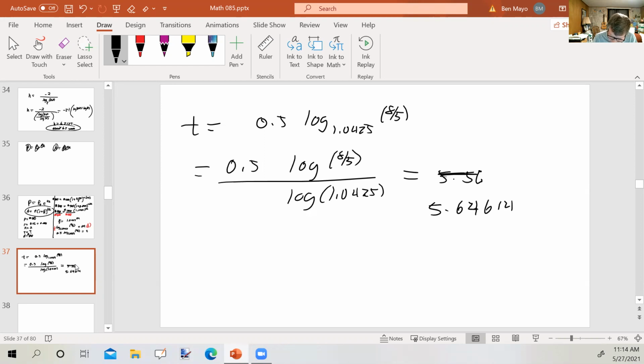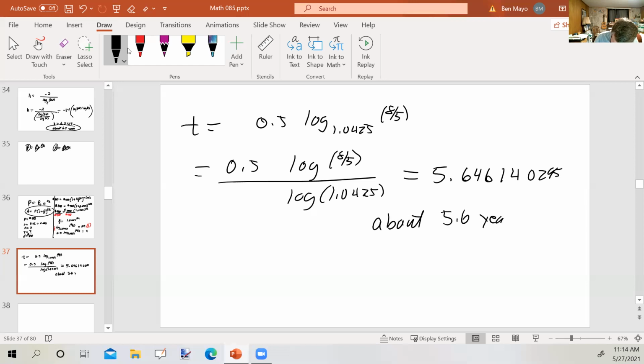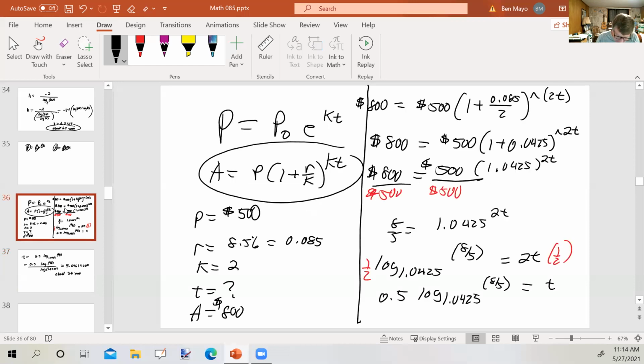5.64614. Let's see here. Maybe I can write that so that it's actually legible. You just never know. Miracles do happen every day. All right, 5.646140295. And let's see, they said about 5.6 years. So I don't even know if you remember the original problem back here. The key was it said it was compounded semi-annually. Okay. All right, let's see here.